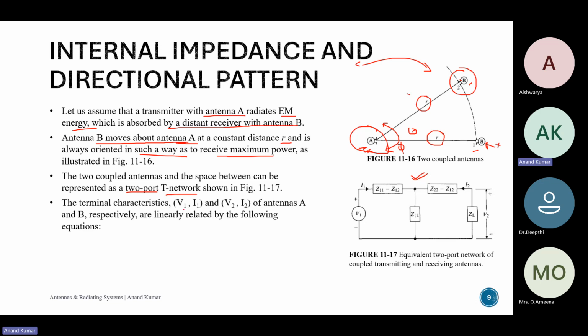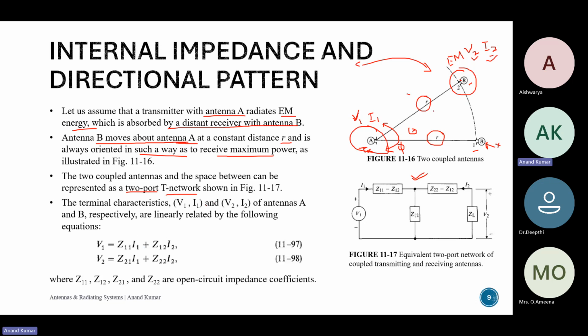So the terminal characteristics for the A and B antennas are V1 and I1. We have voltage V1 exciting the transmitting antenna, and I1 is the current in the transmitting antenna, and V2 and I2 are the voltage and current developed on the receiving antenna. So the amount of EM wave which is incident creates this voltage and this much current through the antenna terminals.